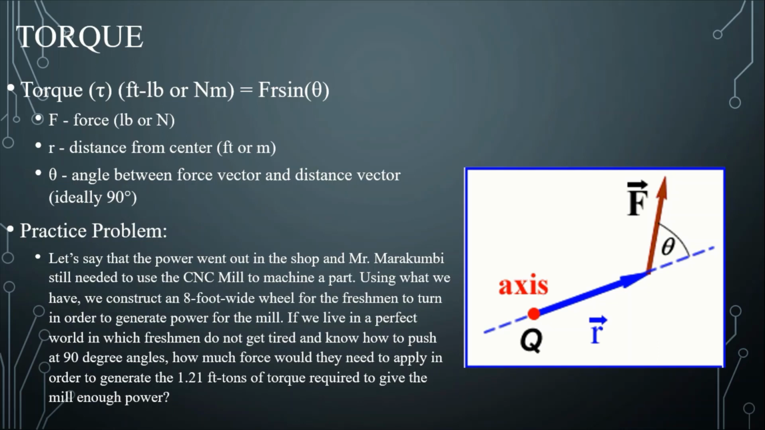How much force would they need to apply in order to generate the 1.21 foot-tons of torque required to give the mill enough power? And of course, in this, we don't have any spare plutonium on us, so we'll have to use manpower. So I'll let you guys think up the answer, try and do it on your own, and then come back and I'll show you how to do it.